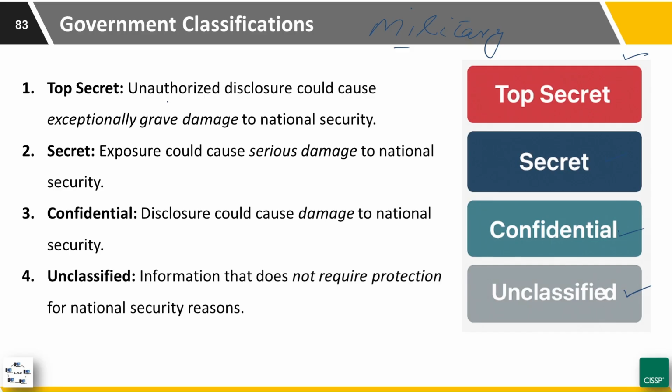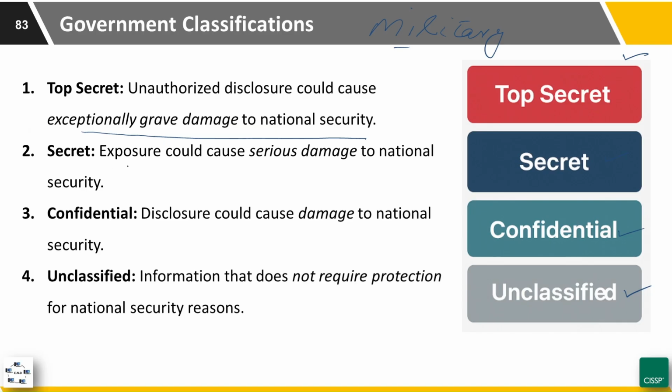So top secret is the highest classification in government or military classification, and unauthorized disclosure of top secret data could cause exceptionally grave damage to national security. As we studied, for example, if the nuclear codes or nuclear allocation of the nuclear assets is disclosed, it will pose exceptionally grave damage to national security.